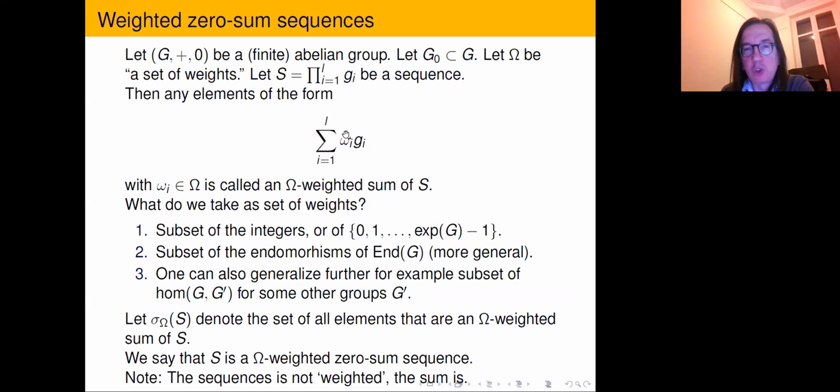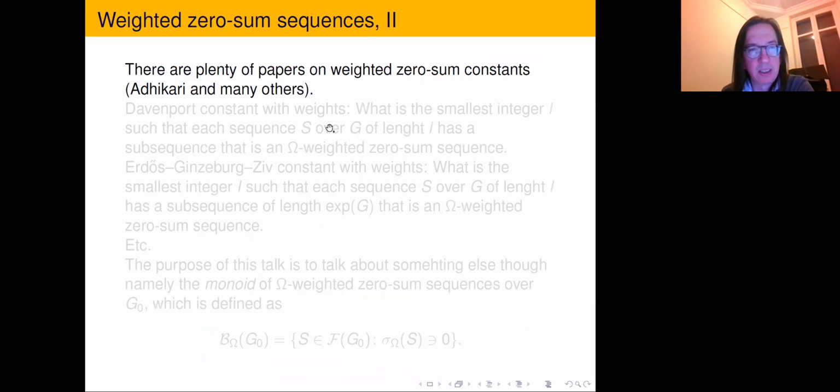So if I can choose weights such that this becomes 0, then I say it's an omega weighted zero-sum sequence. Of course, for other choices of weights, the sum might not be 0. So there just needs to be one choice. And something which is important to note is that, in fact, the sum is weighted and not the sequence. So the sequence is just the usual sequence, but then the sums of it.